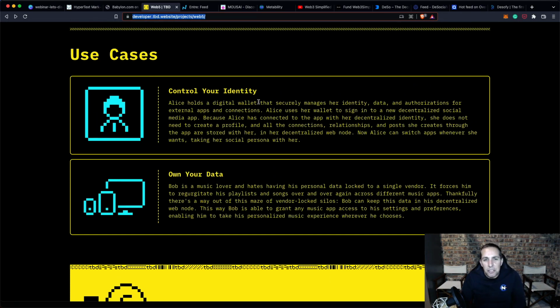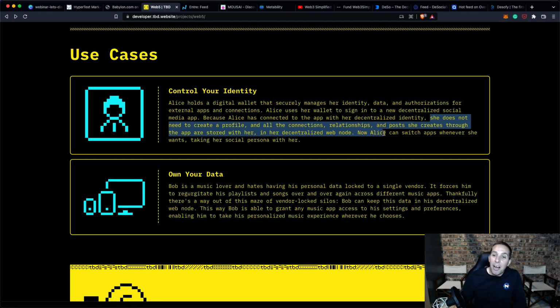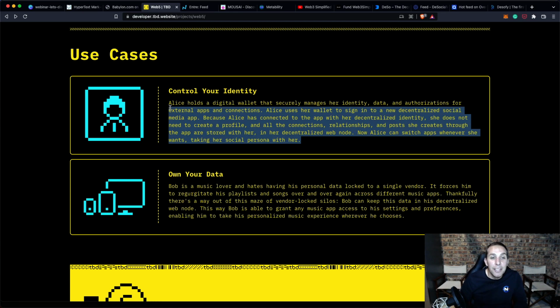Alice holds a digital wallet that securely manages her identity, data, and authorizations for external apps and connections. Alice uses her wallet to sign into a new decentralized social media app. Because Alice is connected to the app with her decentralized identity, she does not need to create a profile, and all the connections, relationships, and posts she creates through the app are stored with her in her decentralized web node. Now Alice can switch apps whenever she wants, taking her social persona with her.